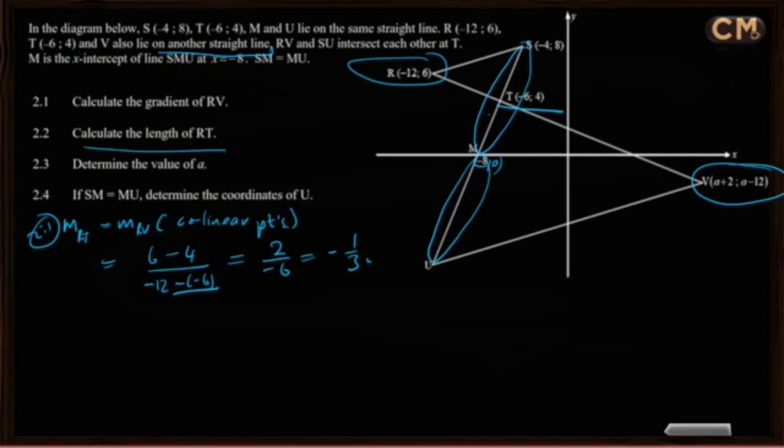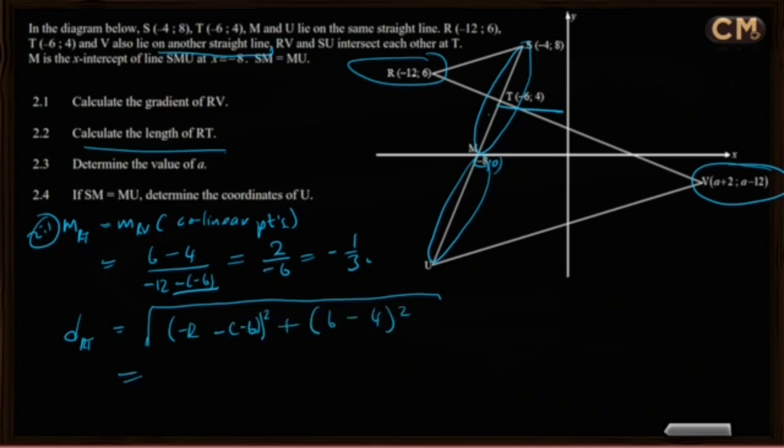Let's see, calculate the length of RT. It's just a question of applying our distance formula, so that's just going to be the square root of. If we punch that into a calculator, what we'll get is 2 multiplied by the square root of 10. I think that is simple enough. Now, in order to calculate the value of A, we're going to somehow need to use these coordinates at V in a method that makes sense.